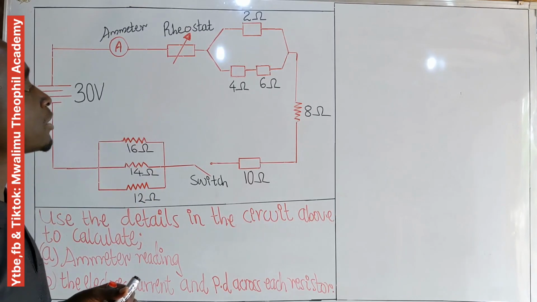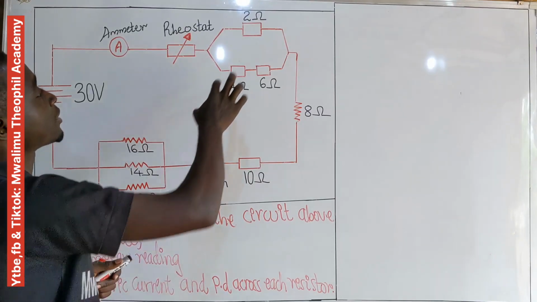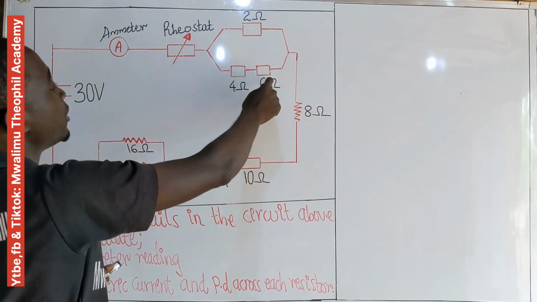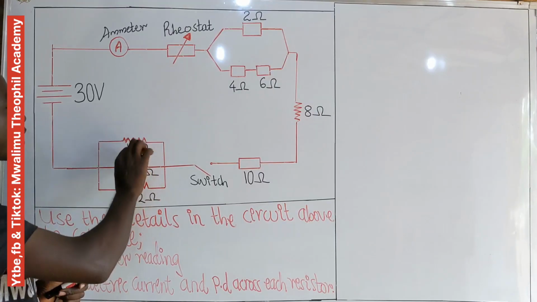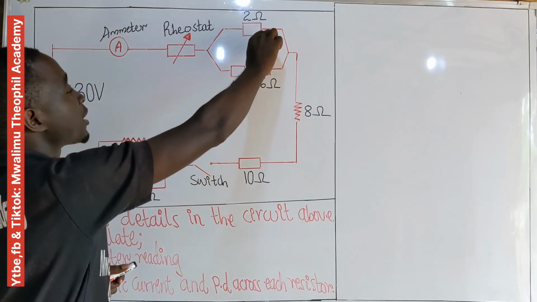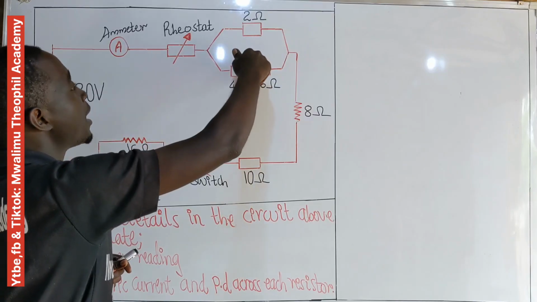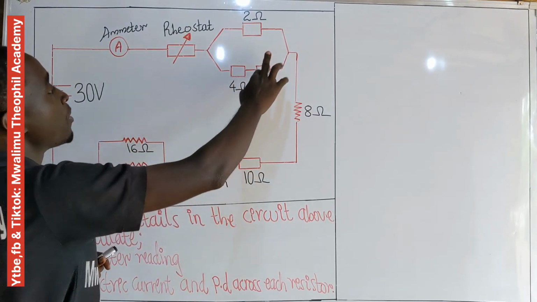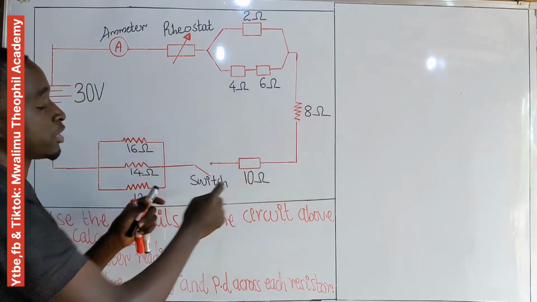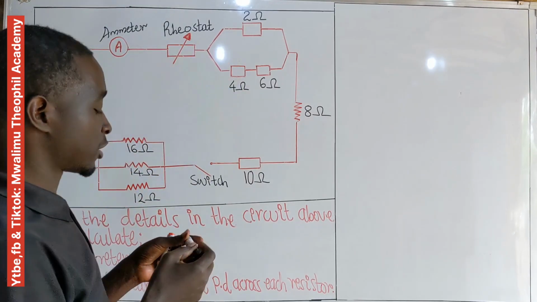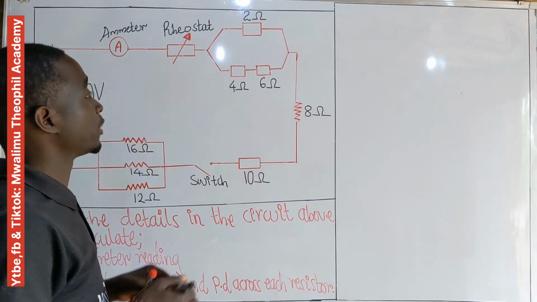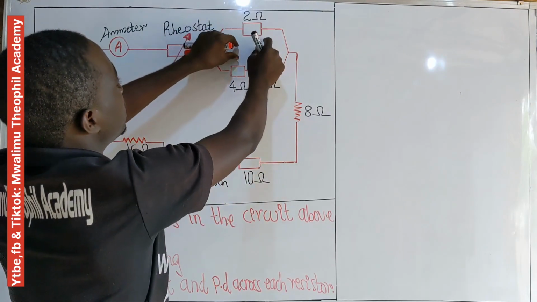Now we are going to start by combining the 2 ohm, 4 ohm, and 6 ohm resistors, and the 16, 14, and 12 ohm resistors, to make a single resistor here and a single resistor here, in which each resistor resulting from these two parallel systems becomes in series with the 8 ohm resistor and 10 ohm resistor. Now let's start combining these resistors which are in parallel connection. Let's start with this part.